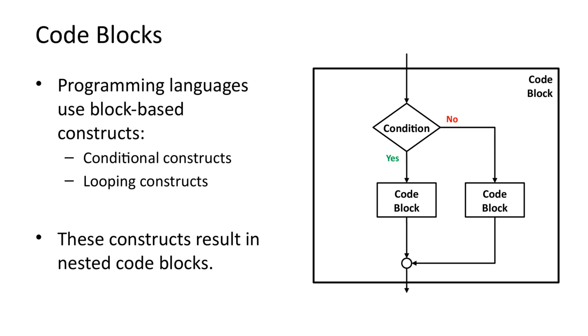Code blocks get created wherever control flow constructs are used. So each time a conditional construct or looping construct is used, it results in a new code block. The code blocks are nested inside each other. In the diagram we can see the main code block with a conditional construct inside it. The conditional construct results in two code blocks, the true code block and the false code block.